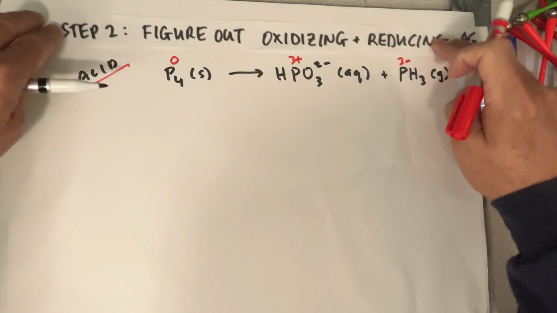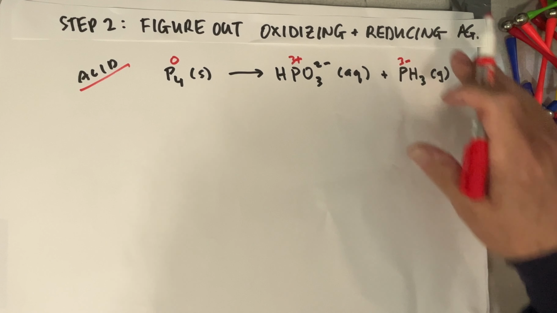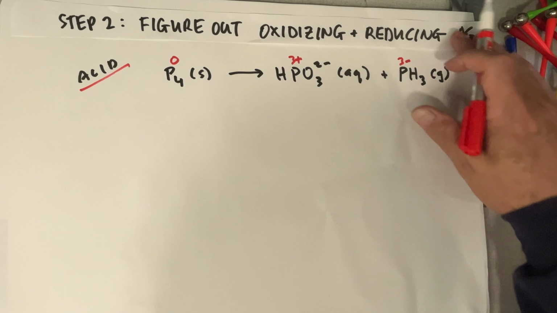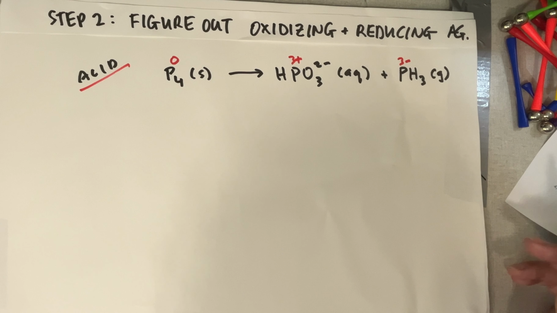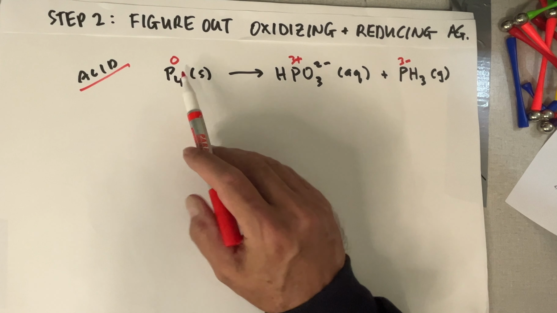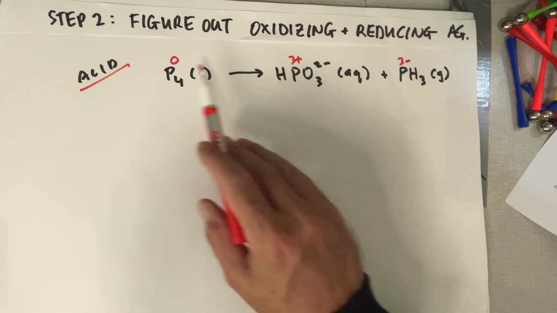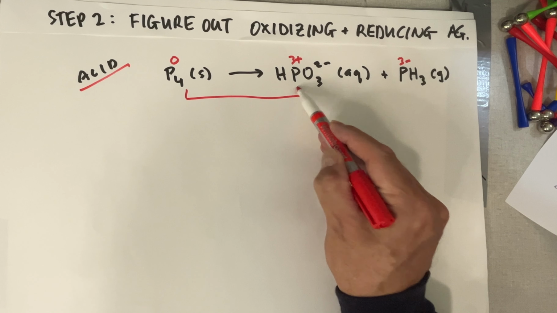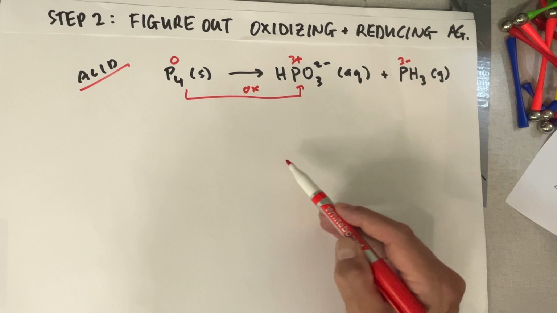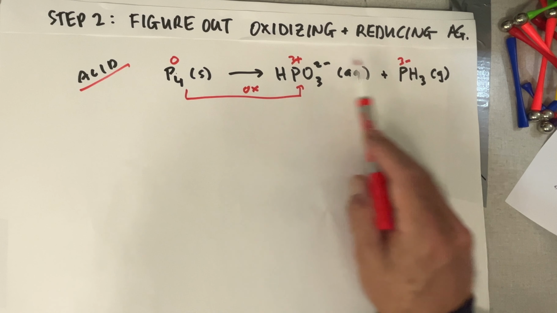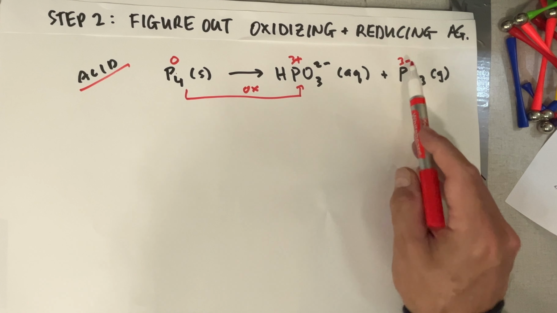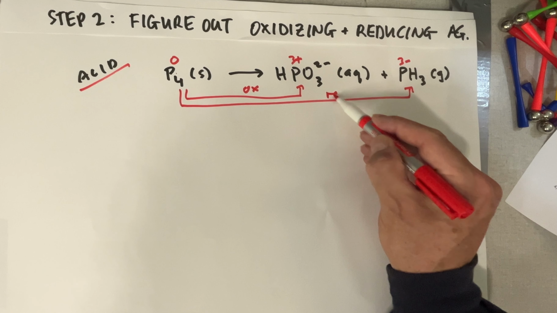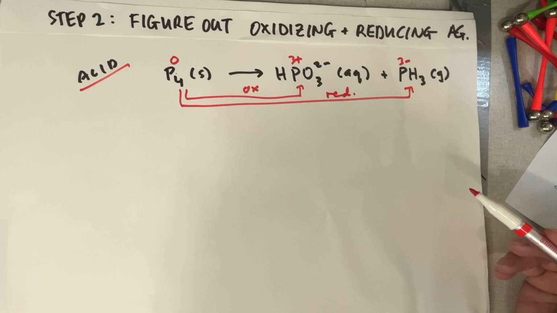So from there you can clearly see that there is a redox reaction going on. The next thing is to figure out what are the oxidizing and reducing agents. Now the oxidation number increases from 0 to 3 plus here, and that means this step is the oxidation, and the oxidation number decreases from 0 to 3 minus in this step, which tells you that this is the reduction because there's a decrease in oxidation number.